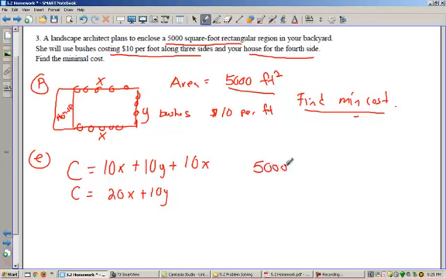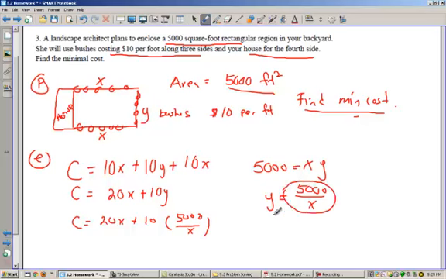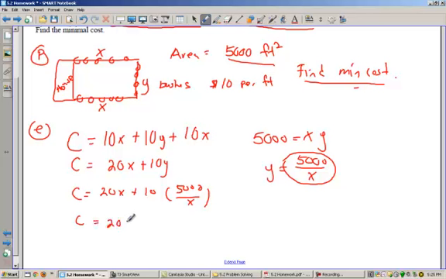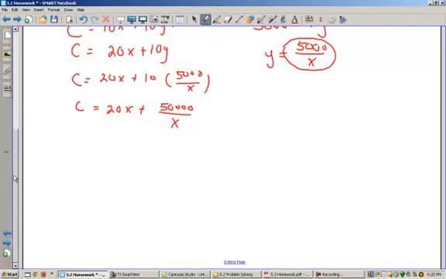So 5,000, that's the area, so that's x times y. I can solve this for y by dividing both sides by x. So y is equal to 5,000 divided by x, and I simply plug in here for y. So C is equal to 20x plus 10 times 5,000 over x. Right, just swap out y and this. And I might rewrite this a little bit. So this is 20x plus 10 times 5,000 is 50,000 divided by x. And I can solve this now.